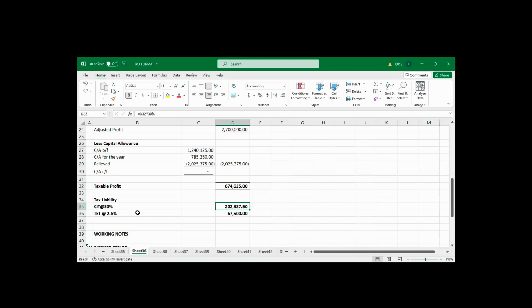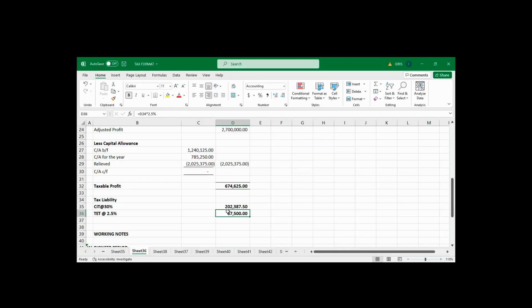While your TET, tertiary education tax, is still 2.5% as at 2023 year of assessment. So that one will give us 2.5% of adjusted profit, 2.5% of 2,700,000. So it will give us 67,500. So this is all what we have on this question.